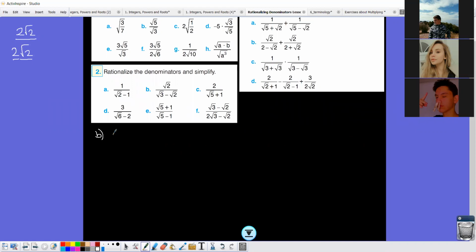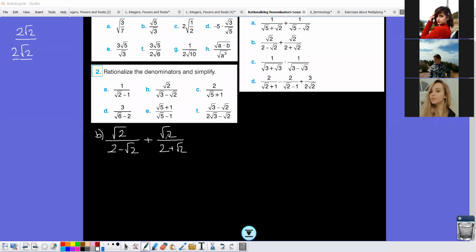Okay, so let's solve root 2 over 2 minus root 2 plus root 2 over 2 plus root 2. Teacher, Amra said that she's in the waiting room. Okay, now I saw her.